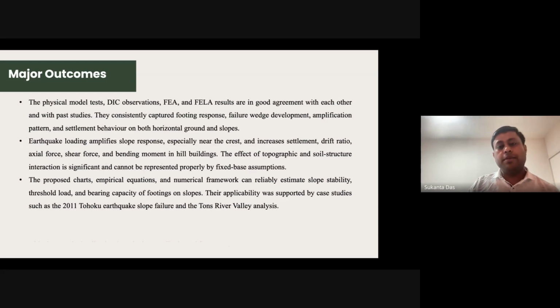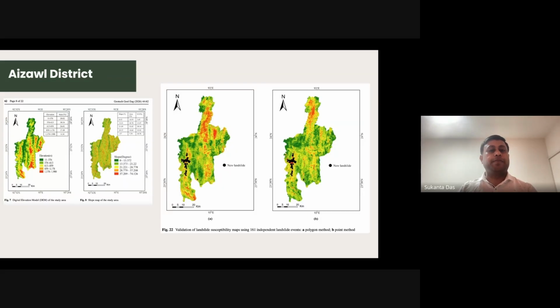DIC, further finite element and limit analysis, and others are giving a better idea to consistently capture footing response, failure wedges, and amplification pattern. Then yes, earthquakes have roles, especially in increasing structural forces, bending moments, and axial capacities. The topographic soil structure interaction is very important, and cannot be represented properly by the fixed base assumption. And some case studies I have discussed really show the importance of building loads on the slopes.